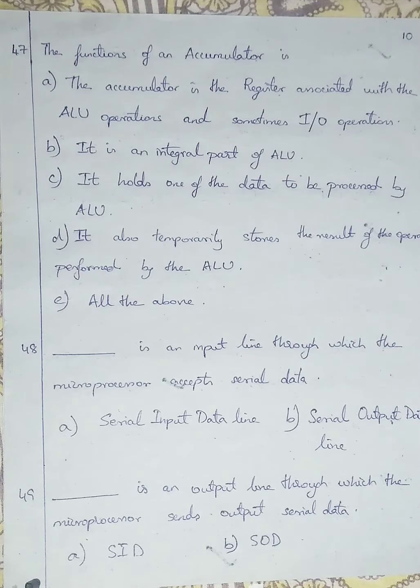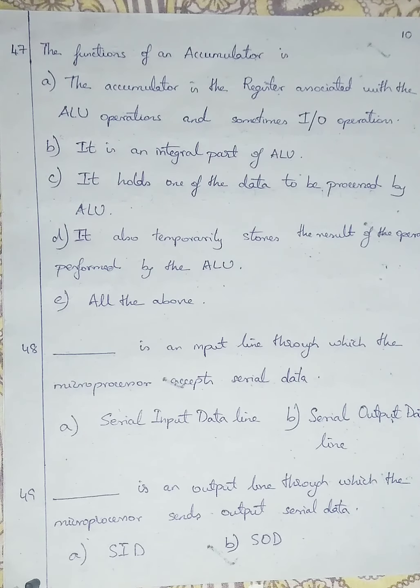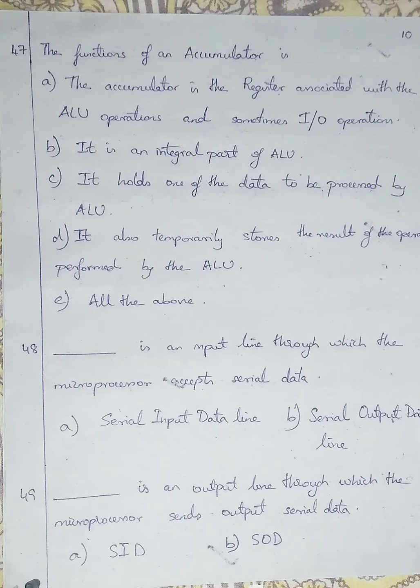It also temporarily stores the result of operation performed by ALU. I told you that 21 is a temporary result. After 21 plus 5, that is 26, that is the final result. But the 21 is a temporary result that is stored in the accumulator, that is the A register. So it also stores temporary results. So options A, B, C, D are right, and I'm going with option number E, all the above.